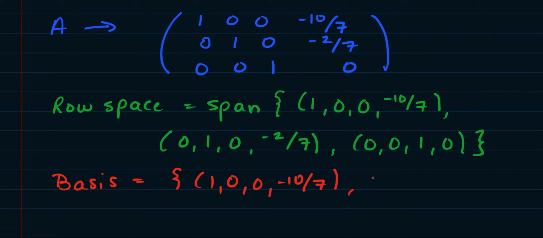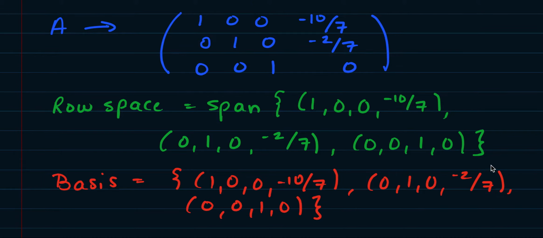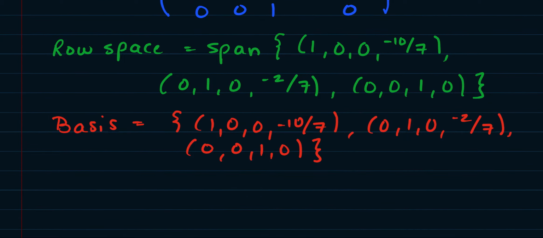Also, I want to point out, do not take the transpose of these matrices and put them as the row space because they're not rows. You don't want to write columns. Don't make that mistake. So here is the basis for the row space. And now we can answer the question of the rank of this matrix. The rank is equal to 3.